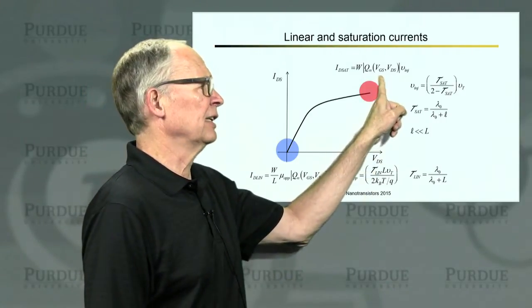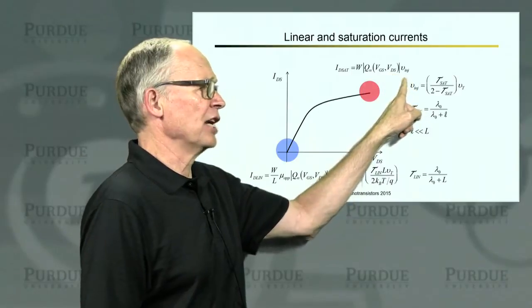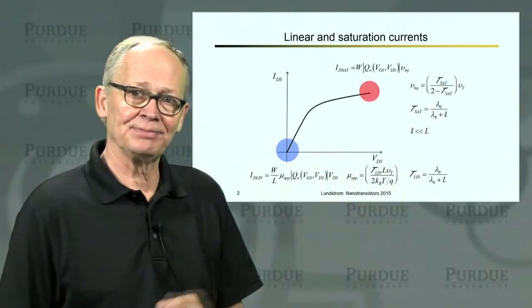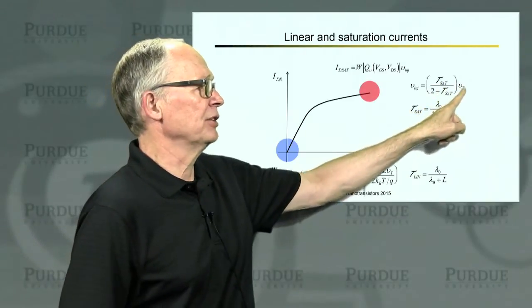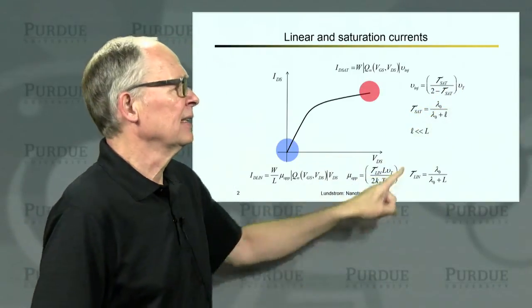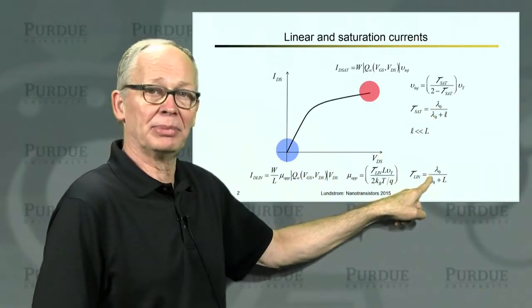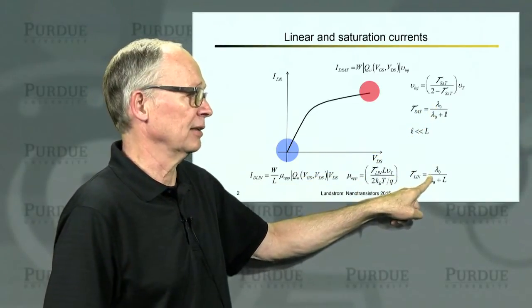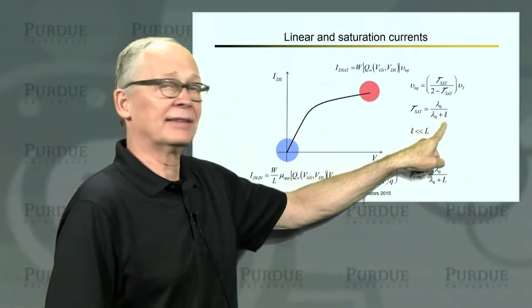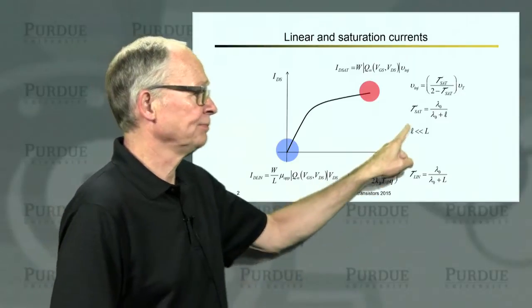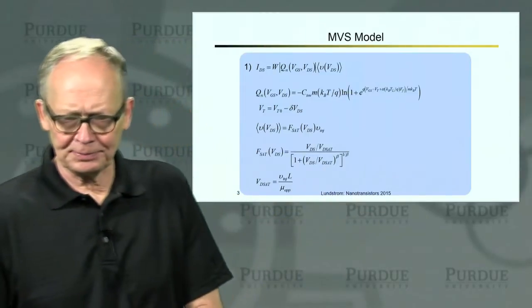The saturated current is related to the injection velocity. The injection velocity is related to the transmission in saturation and to the thermal velocity. The transmission is related to the mean free path, the same mean free path, we're assuming, as in the linear region, but the length is different. The length, script L, is a small fraction of the channel length. Okay, so that's our basic model.